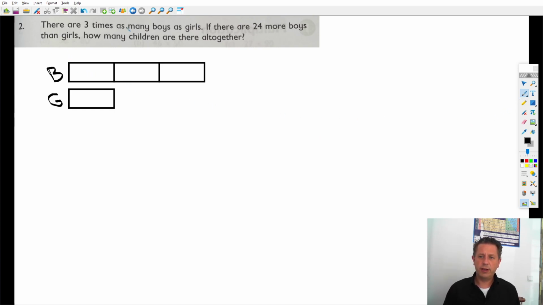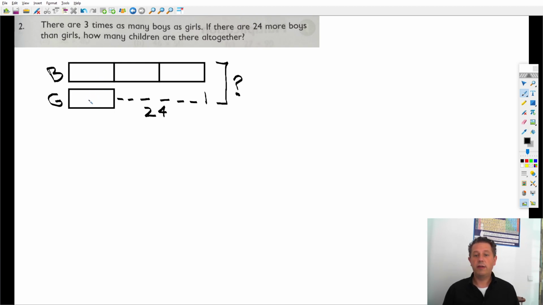So what else do we know? It says something about 24. If there's 24 more boys than girls, so again, it's using this over here. It's saying that this difference here is 24. And it is asking how many children are there altogether. So we're actually trying to figure out this question right here. And right now, that's all we know. We don't know how many girls there are. We don't know how many boys there are.